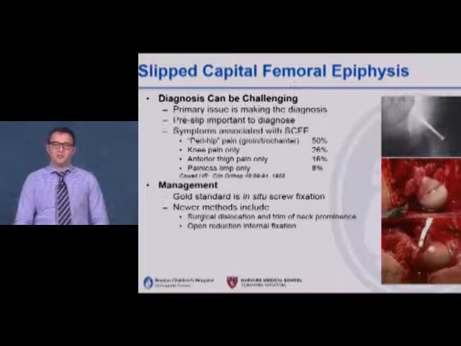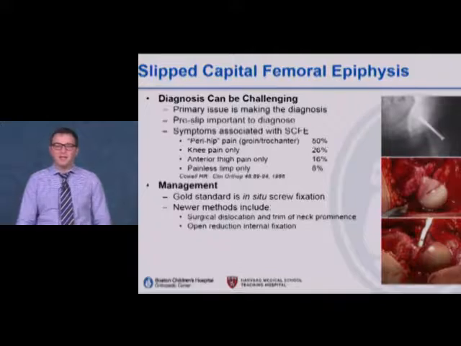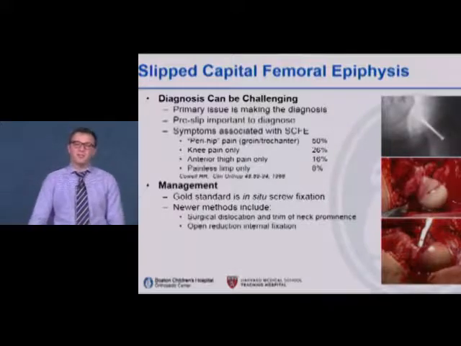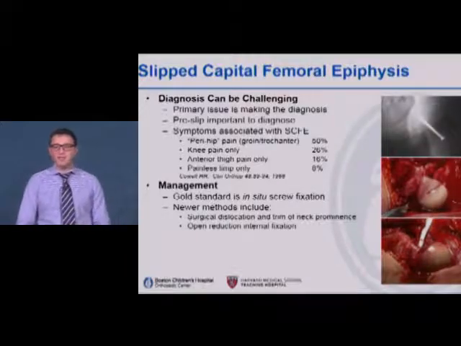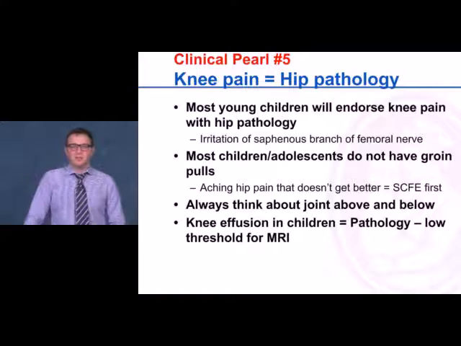The management is usually putting a screw in situ to try and prevent that hip from sliding back. Some of the newer methods involve dislocating the hip, shaving the hip down, and putting it back so that we put the ice cream back on the ice cream cone. So clinical pearl number 5, knee pain is hip pathology until otherwise proven.